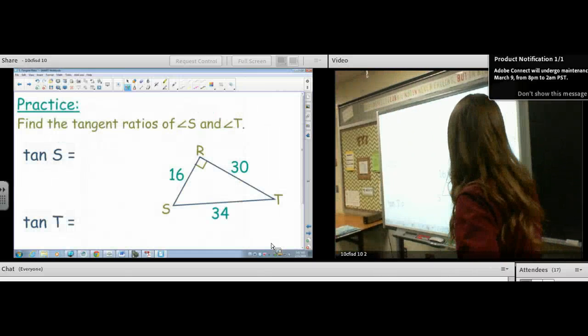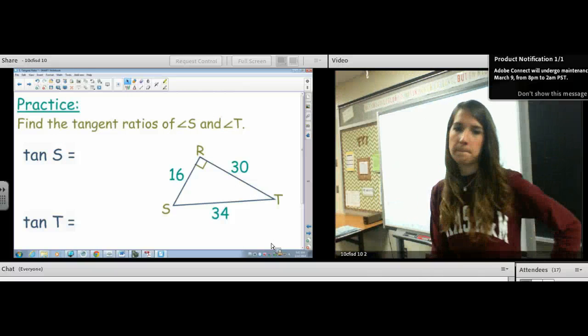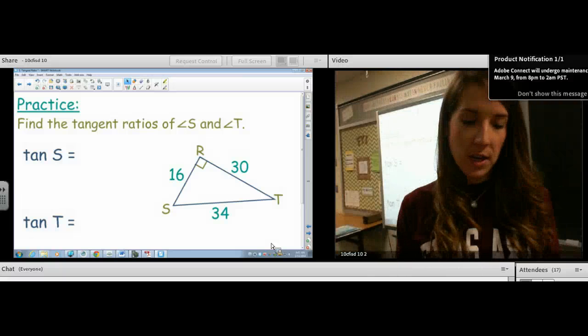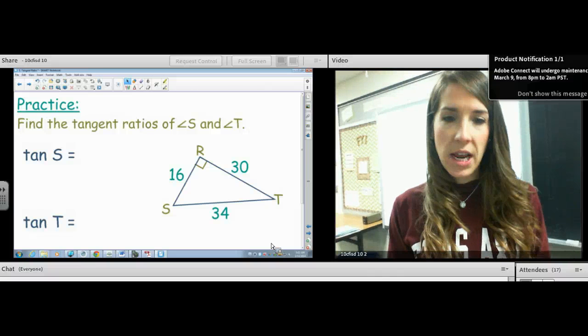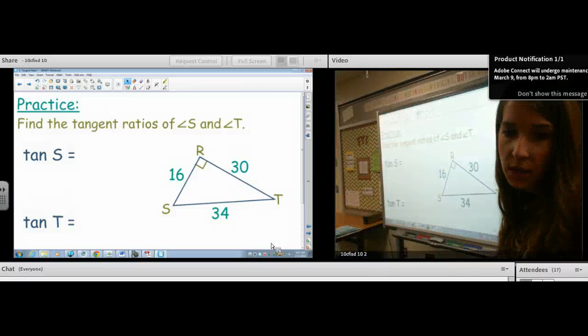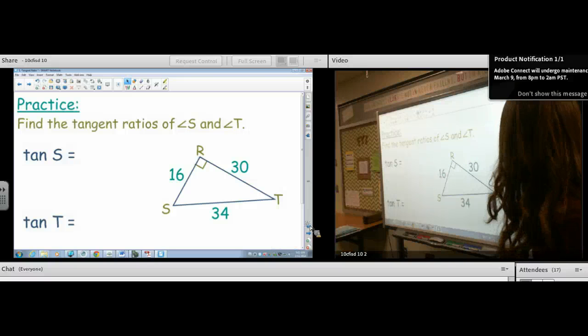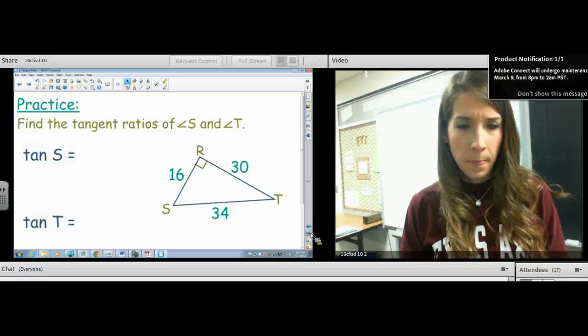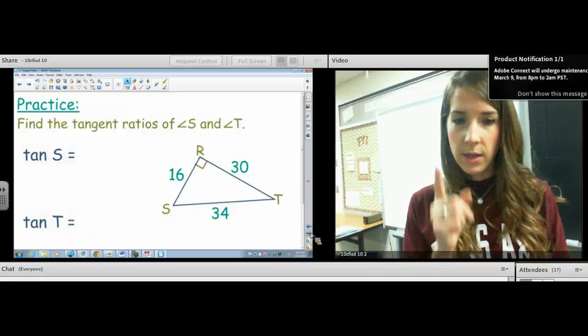Okay, try this one. George, I want you to do the tangent of S, and Carson, do the tangent of T. Can you start at B? There's no starting. We don't start anywhere. Carson, that's not a good answer because that's not reduced.